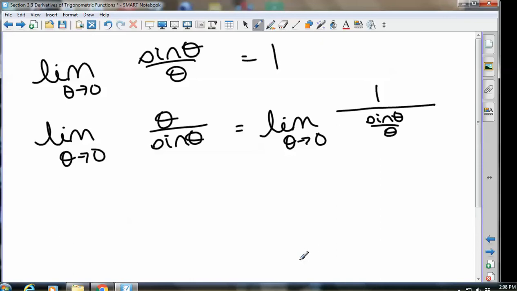I would agree. Okay. If I gave you this, you would flip and multiply, right? So it'd be 1 times theta over sine theta, which is this. Okay? If we did that, we'd have 1 over, what's the limit of the bottom? One. But it's still like one. So if it's flipped, it's still 1. So that's good to know.